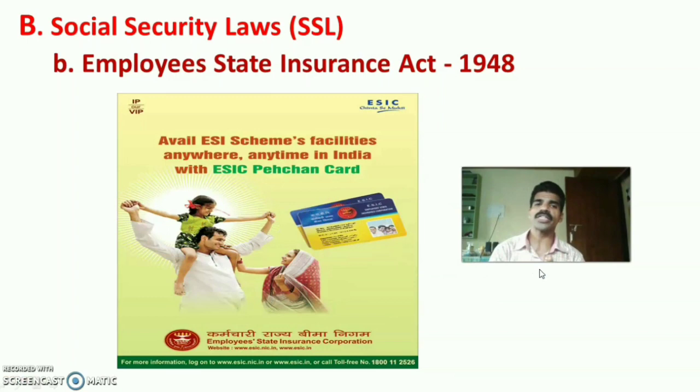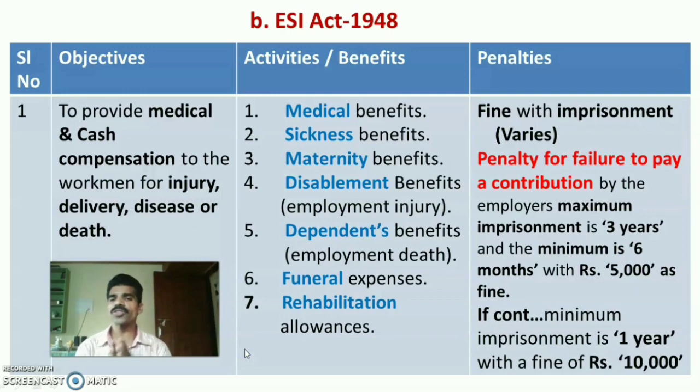Then the second one is the Employee State Insurance Act 1948. The objective of the Act is to provide medical and cash compensation to workmen for any injury, delivery, disease or death, etc. The benefits include medical benefit, sickness benefit, maternity benefit, and disablement benefit, that is for any employment injury or disability. Dependence benefit: in case of death of the employee, the relatives or dependents of the worker must be given dependence benefits. Then funeral expenditure has to be given by the employer through ESI. Then rehabilitation allowances and services are to be given under the ESI Act.